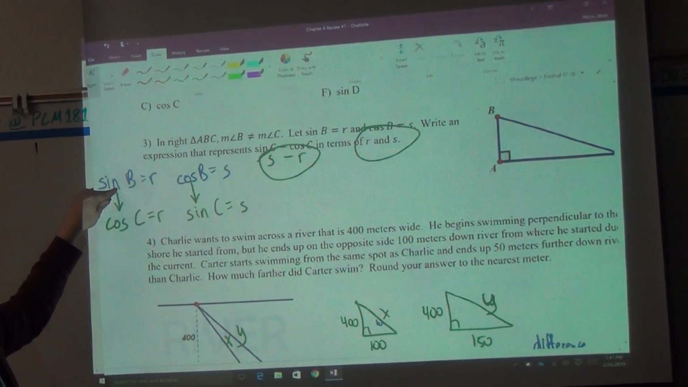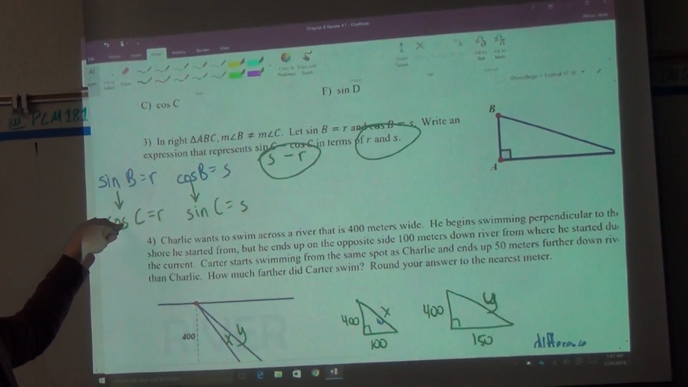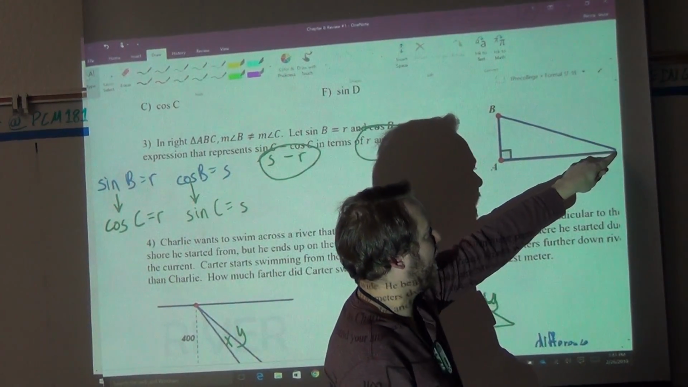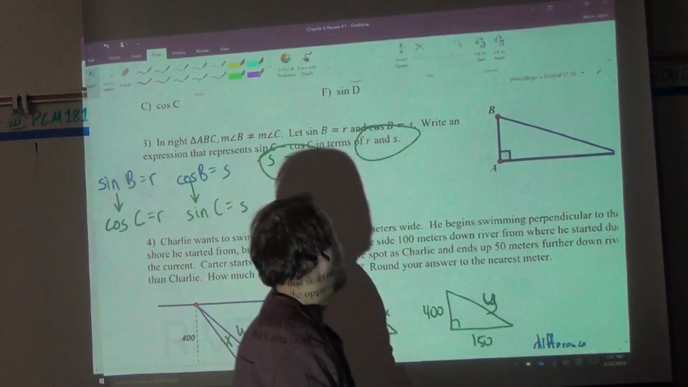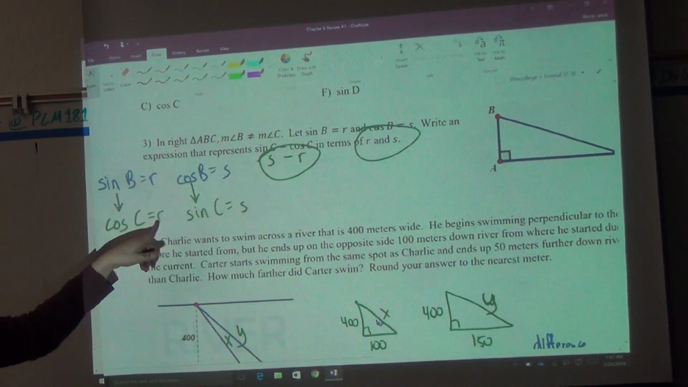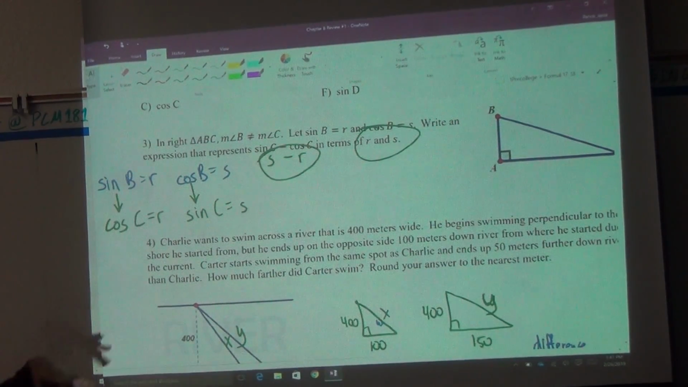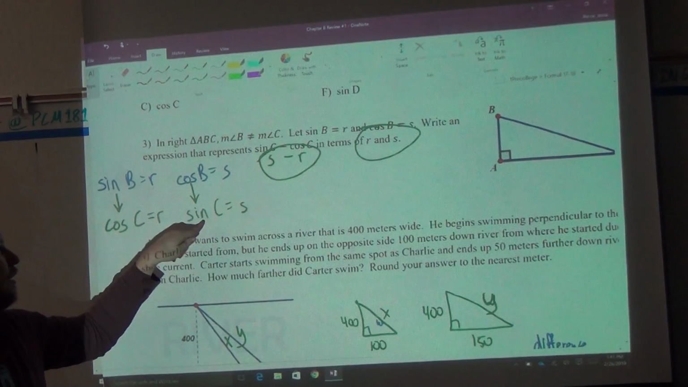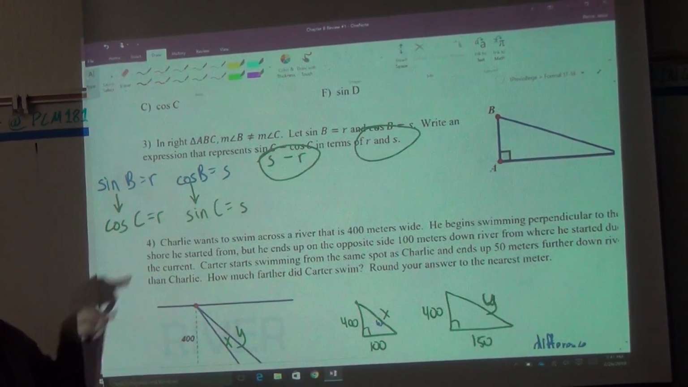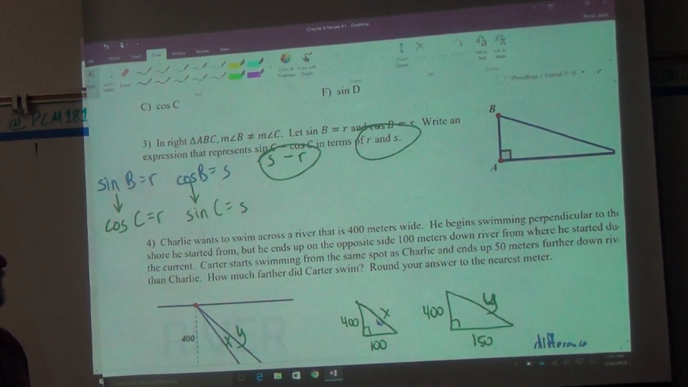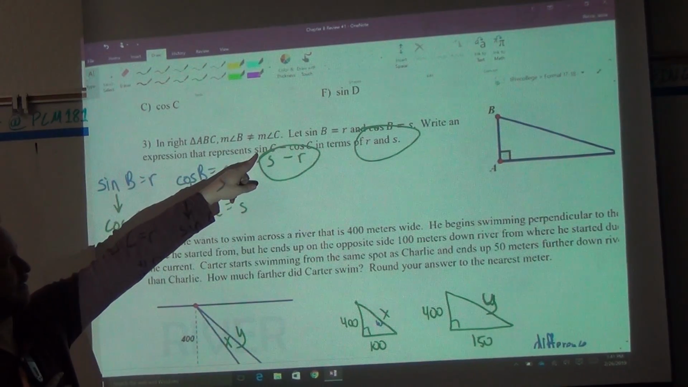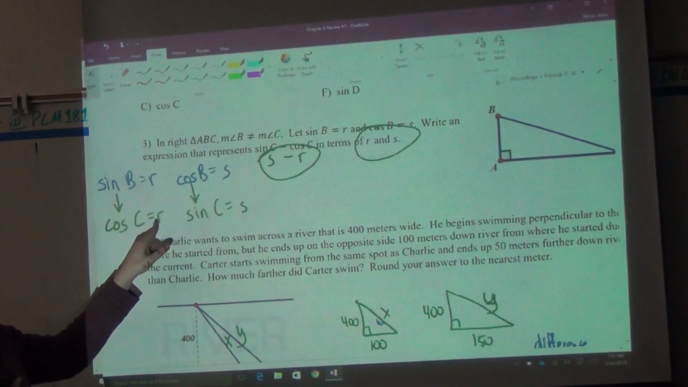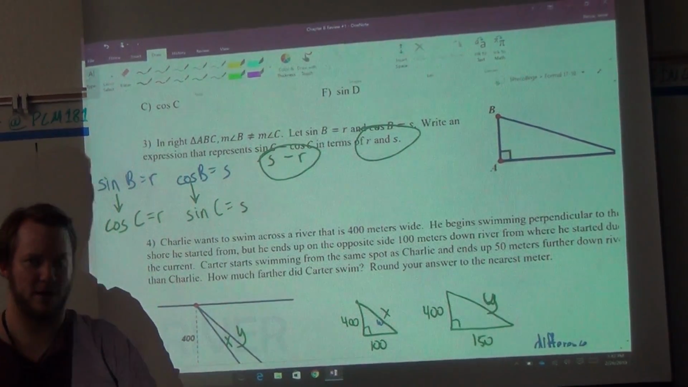Well, who is the same thing as the sine of B? The sine of B, the opposite over the hypotenuse, would be the cosine of C. So the cosine of C also equals R. For similar reasons, the cosine of B is going to be the sine of the other acute angle in the triangle. The cosine of B will be the sine of C, and that will equal S. So when it tells us to represent sine C minus cosine C, sine C is S, cosine C is R, the answer is S minus R.